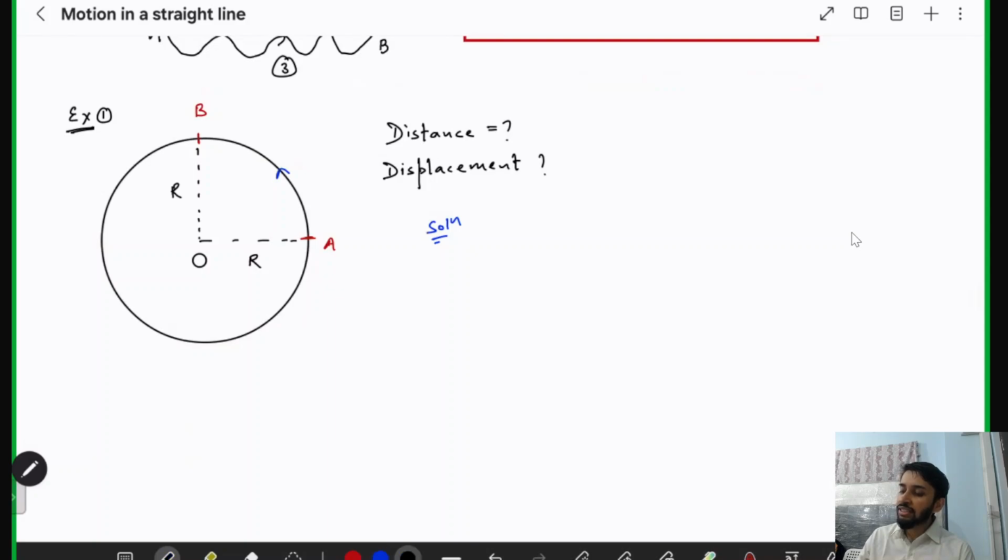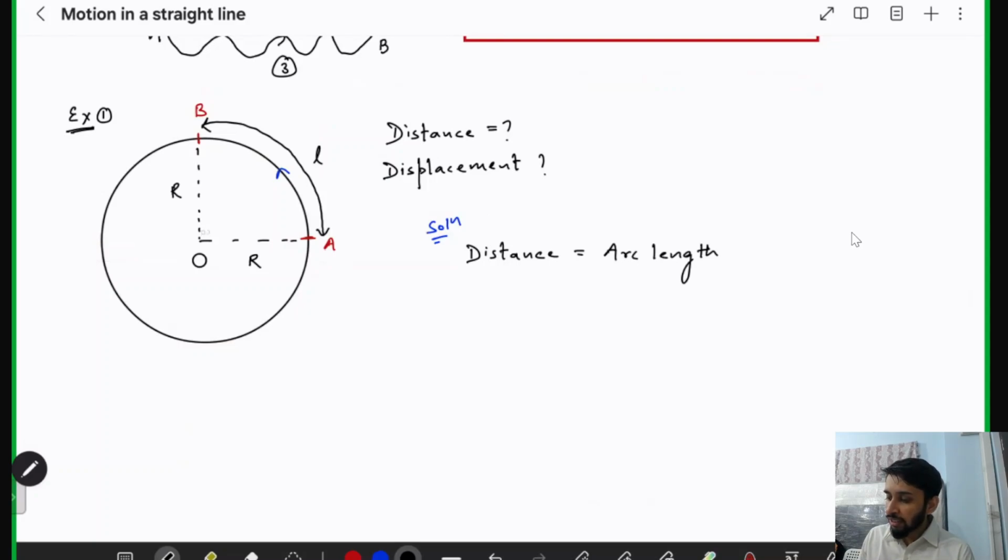So here the distance will be the length of this arc. When you're going along a curved or circular path, distance is the length of the actual path traveled. So distance here will be equal to the arc length.